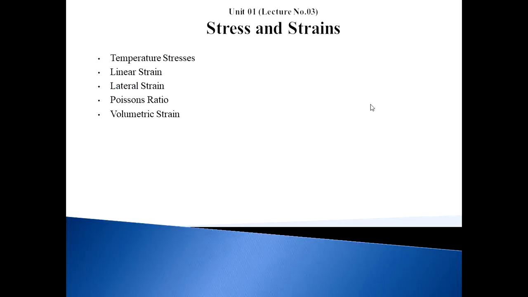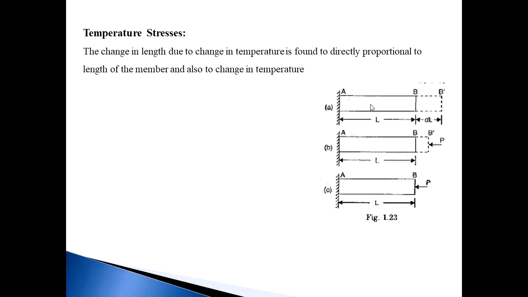In this lecture, we study temperature stresses, linear strain, lateral strain, Poisson's ratio, and volumetric strain. In the last lecture, we discussed the method of superimposition and stresses in composite material. So let us see temperature stresses.